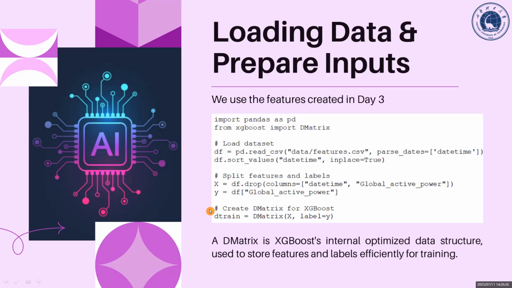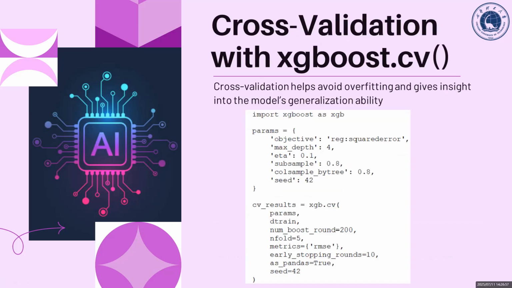So we're going to assign that to Y, which is the target, and then go ahead to create the DMatrix for XGBoost, where we set the variable dtrain equal to the DMatrix, in brackets X comma label, which is equal to the target Y. All right, so a DMatrix is XGBoost's internal optimized data structure, which is used to store features and labels efficiently for training. All right, so cross-validation with xgboost.cv.